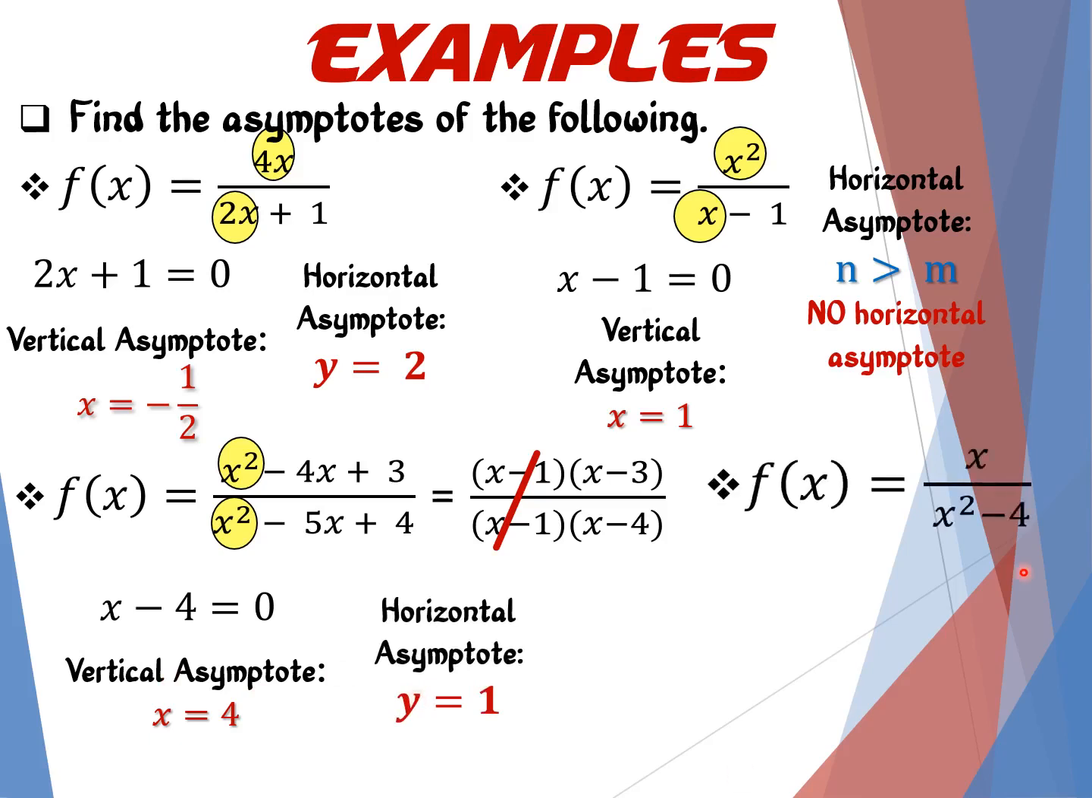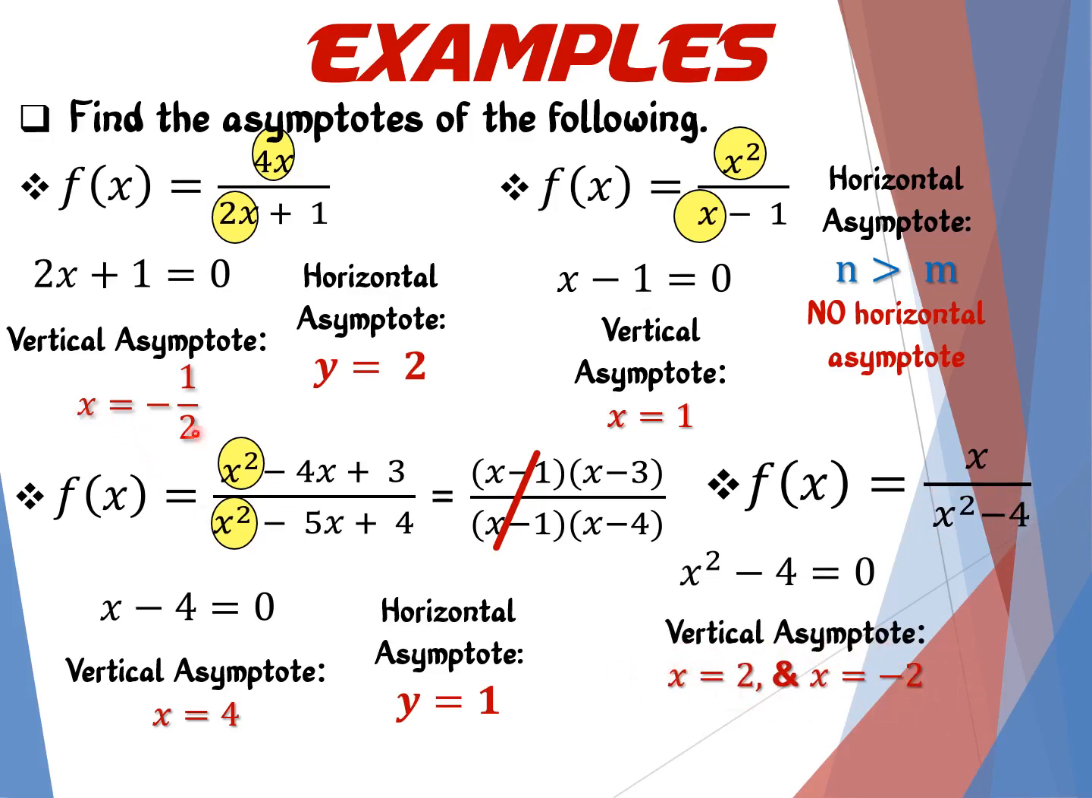For the last example, you have here x over x squared minus 4. So here, the factor in the numerator is x, and the denominator, x squared minus 4, can be factored as x plus 2, x minus 2. So equating this to 0, we will have now the vertical asymptotes, x is equal to 2 and x is equal to negative 2. So meaning these should not be the values of x.